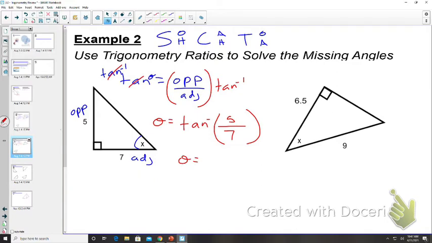Just like that. I got 0.6. You need to use brackets, and you also need to make sure you are in degree mode. Press mode, and go down and make sure you're on degree. Then second tan, 5 divided by 7. Close your bracket when you're done. I still got 0.6. You're in radians. Now you're in degree.